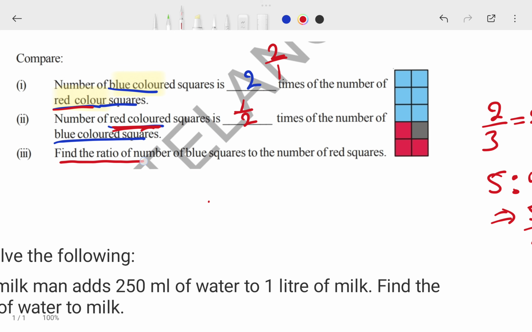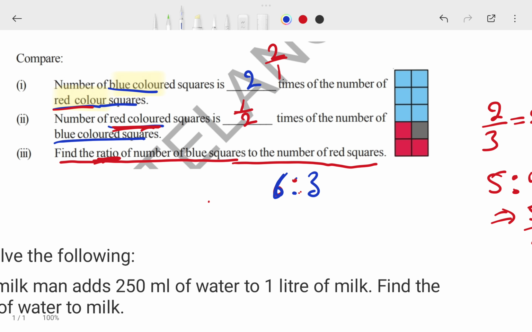Right, so let's talk about this question. Find the ratio of the blue square to the red square. Here it is telling us to find the ratio of the blue color and the red color. So how many blue colors are there? 6 blue colors are there. How many red colors are there? 3 red colors are there.